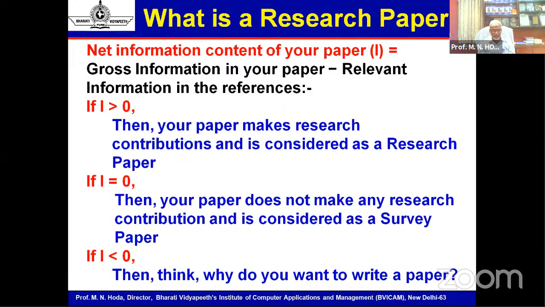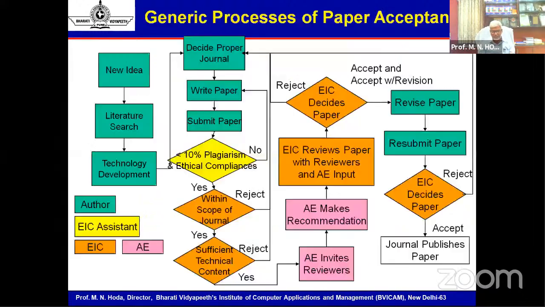So I think this is clear. But if I is strictly less than 0, then it might be a newspaper article, not even a survey paper, not even a review paper. And as a research scholar, you might need to think, why are you writing this paper? That's my way of looking at this. You may differ with it.